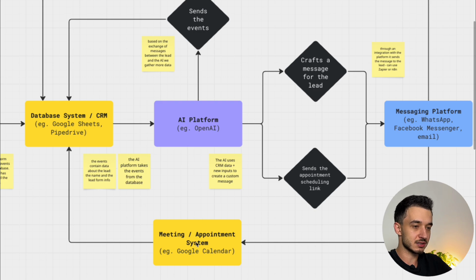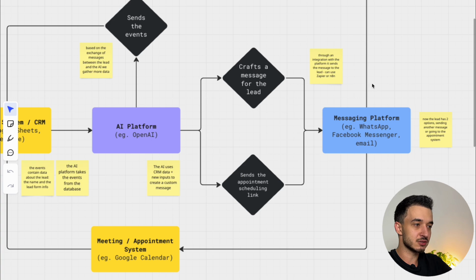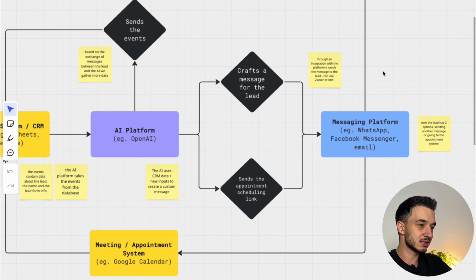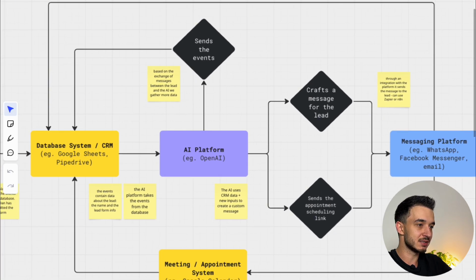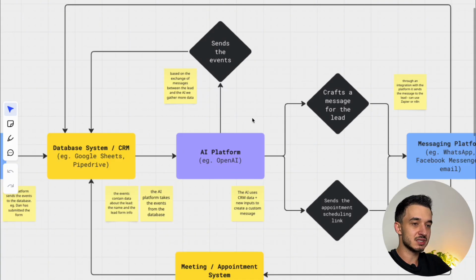It can be Google Calendar, something easy to use. And then we store this data in the database. If the user responds with anything else but the appointment, then the data goes back to your database system, and the AI platform takes the data again, crafts a new message until you close the lead and book an appointment. And in the meanwhile, the AI platform also sends everything that's happening to the database system, so next time you need to send a new message, you'll have more context.